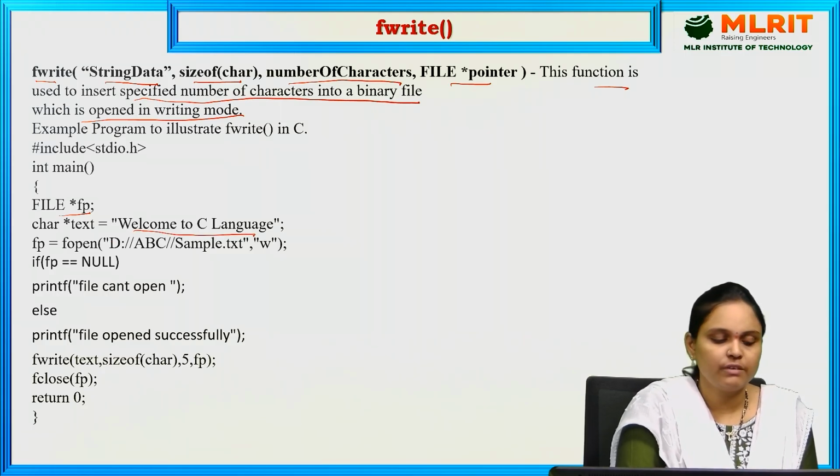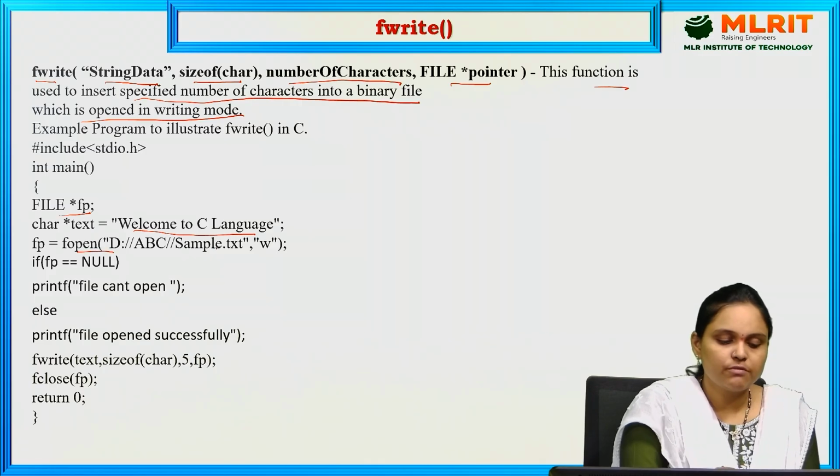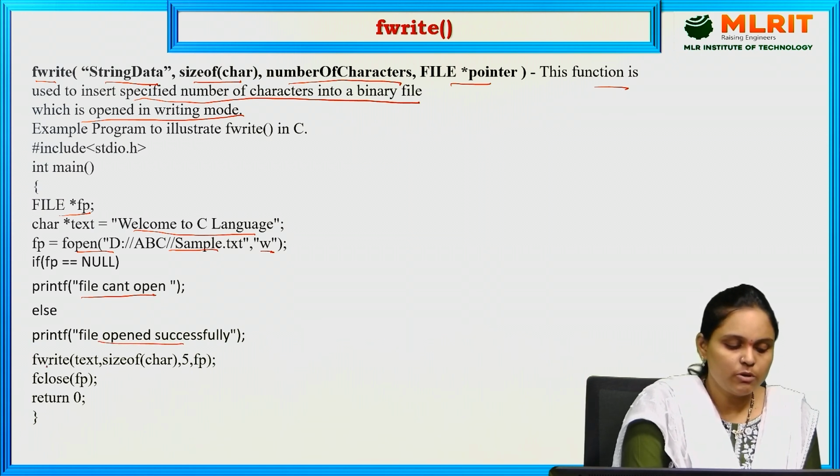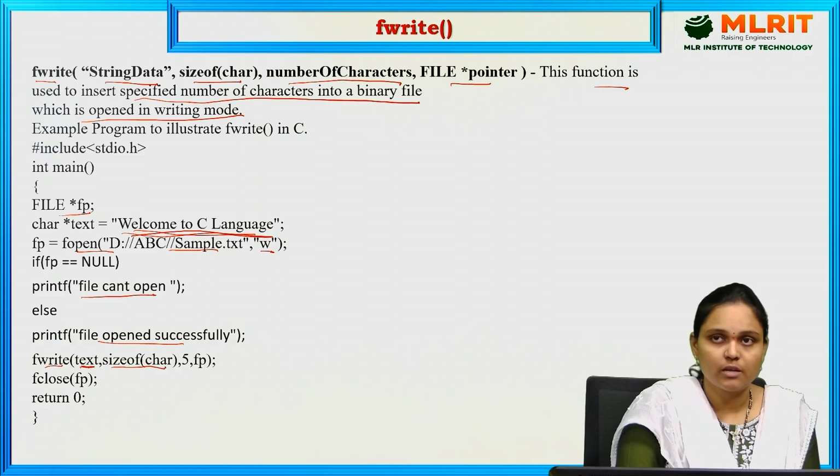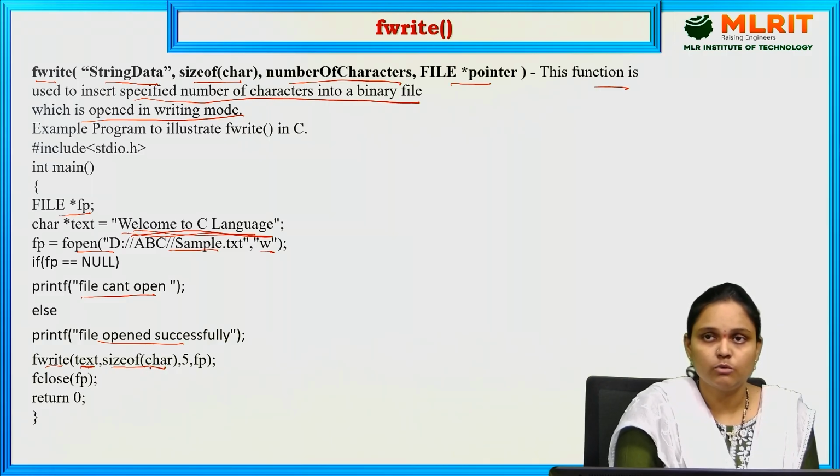Next, by using this fopen function, we have opened the file in the write mode, and if it is NULL, we cannot open the file, and if it is not NULL, we can open the file. And by using this fwrite function, we are writing the text. That means all these characters we are writing into the file, and this is nothing but the size of char, because how many bytes you require to write that particular data.